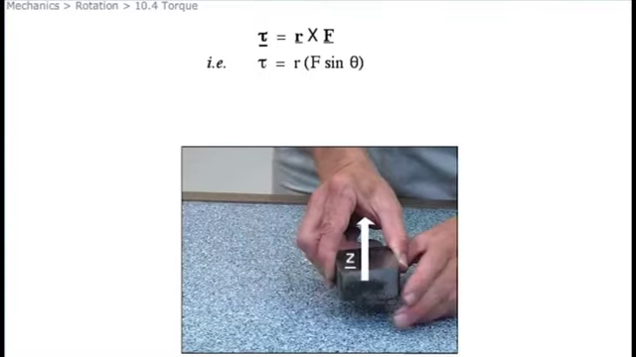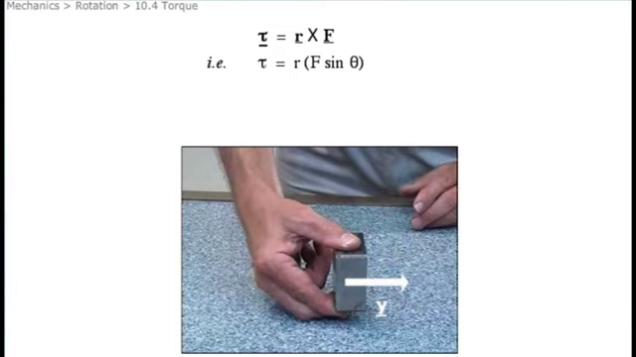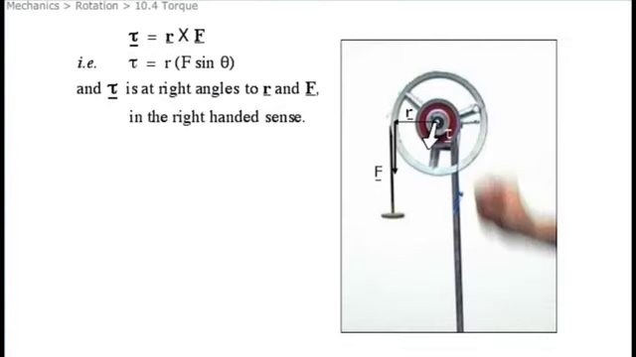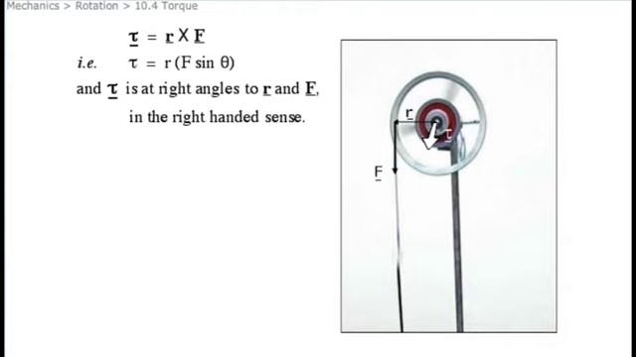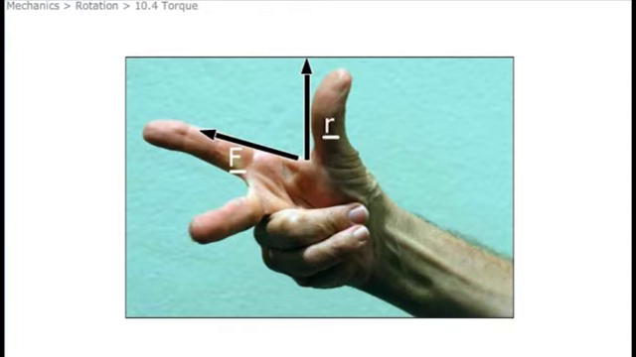Now, tau is a vector. Torques in different directions cause rotations about different axes. The direction of tau is, by definition, at right angles to r and to f in the right-handed sense. If your right thumb is in the r direction and your right index finger in the f direction, then tau is in the direction of your middle finger.